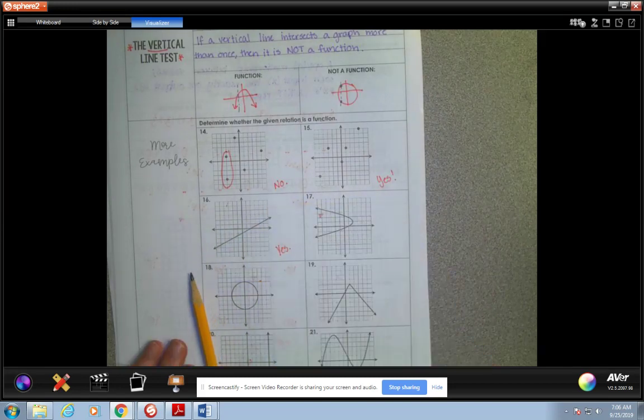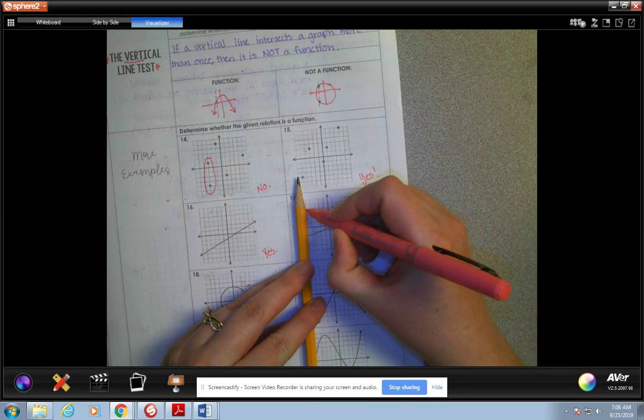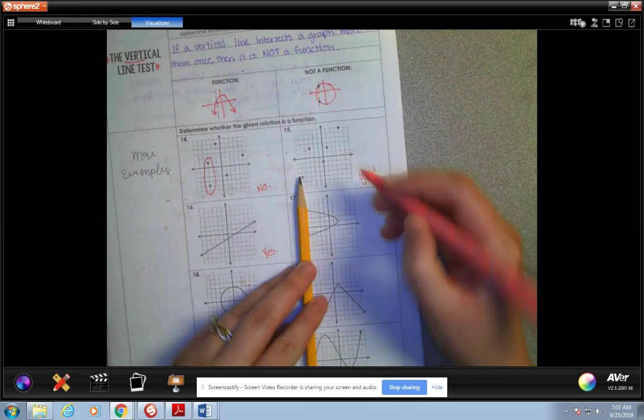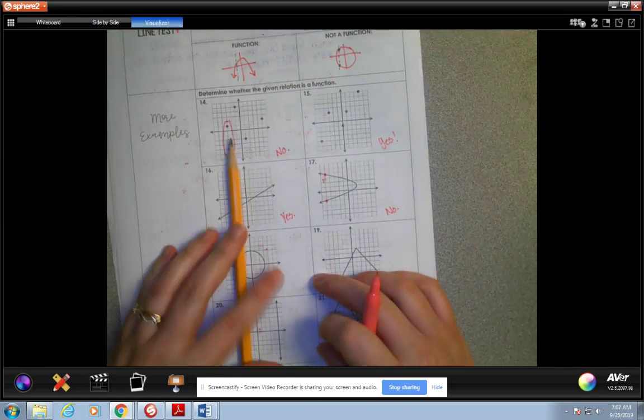All right, now let's look at number 17. Number 17, I'm taking it from the left to the right, and right away I notice it hits here and here, so this is not a function. No, not a function. 18, I have a circle. Oh, I drew a circle already in the examples. Anyway, we'll try it again.